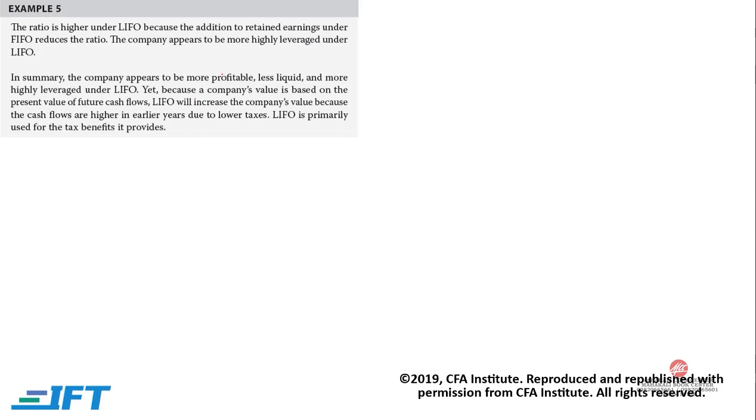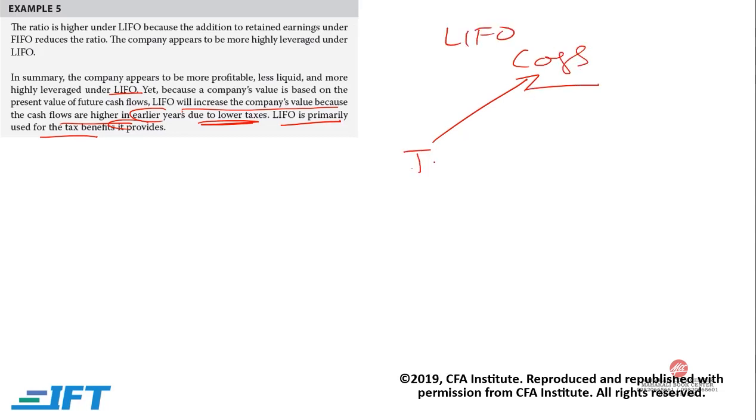Now we also need to understand that most of the ratios under LIFO were better, and LIFO will increase the company's value because the cash flows are higher in early years due to the lower taxes, as we mentioned before. So LIFO is primarily used for the tax benefit it provides. And again, in a normal scenario as well, the cost of goods sold under LIFO is higher. If cost of goods sold is higher, then the taxes are lower. That will increase your cash flows. If cash is higher, that will increase the company's value.